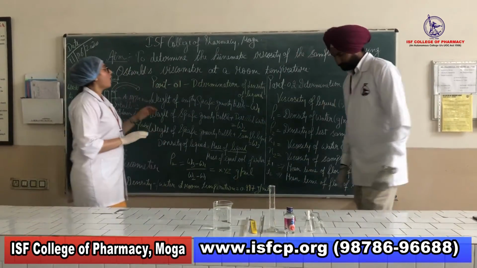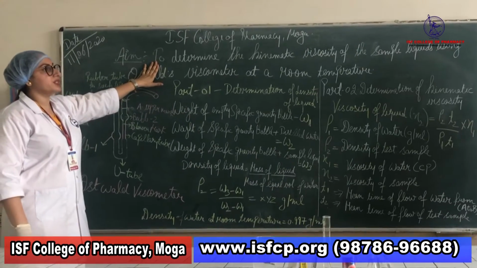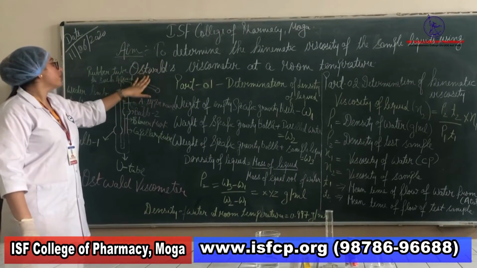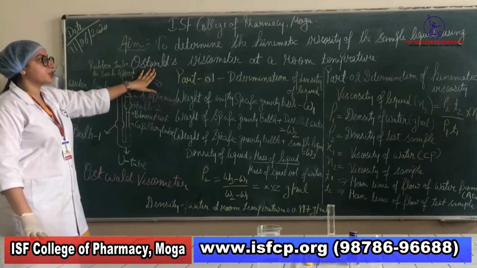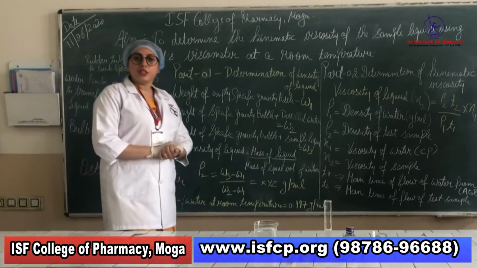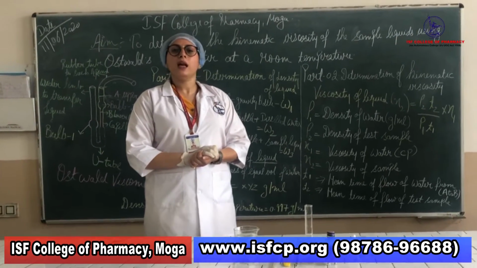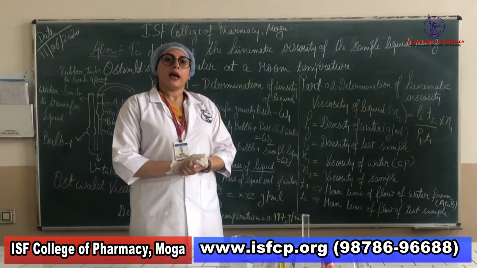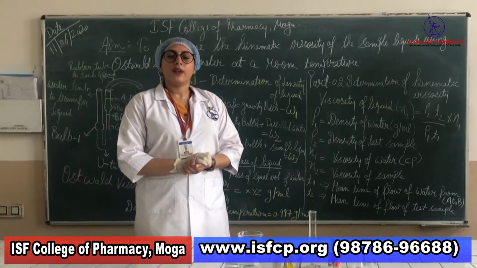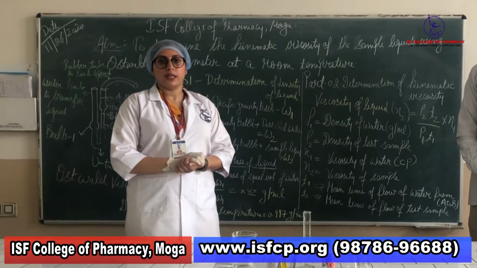The aim of today's practical is to determine the kinematic viscosity of the sample liquids using an Ostwald viscometer at room temperature. Before starting, let us know what kinematic viscosity is and how it is determined. Kinematic viscosity is a derived property which is derived from absolute viscosity.